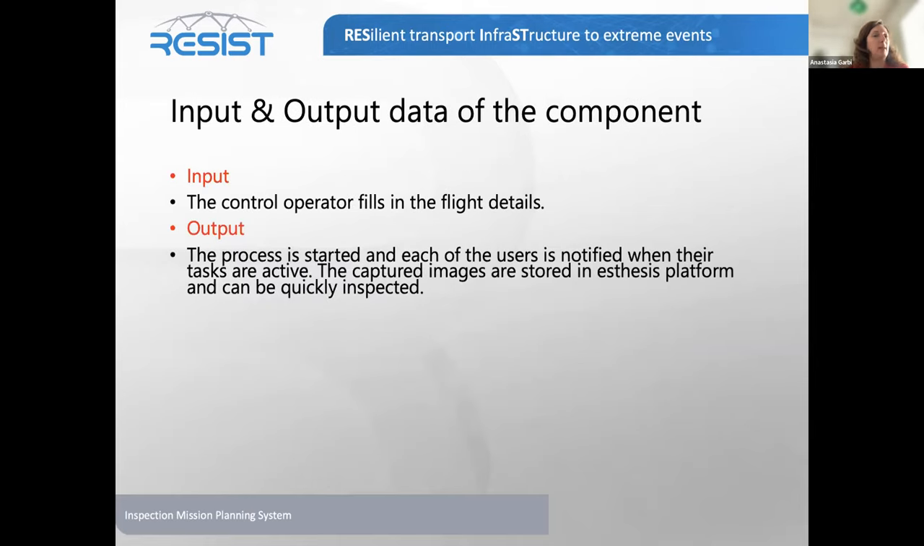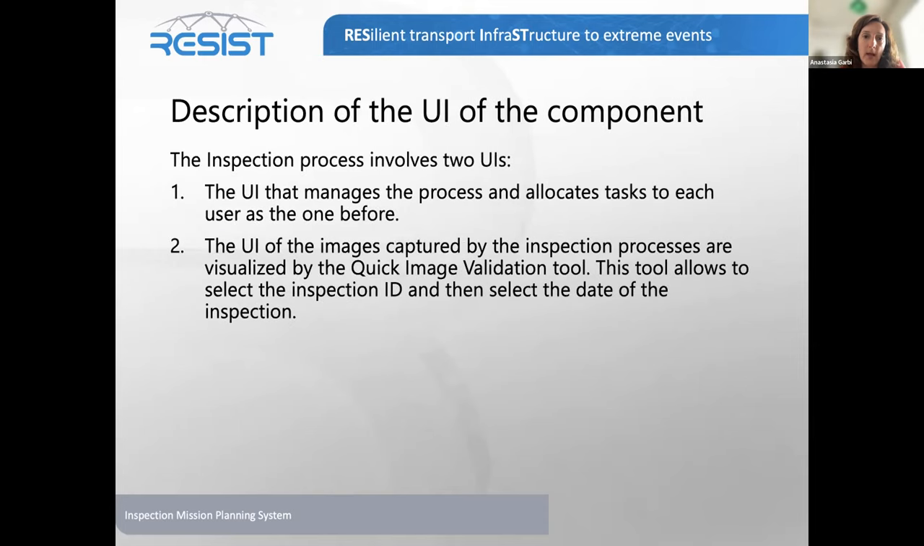The input and output data of this component: the control operator puts, like we said, the mission details, the flight details about the area he wants to inspect. The process is started and all the entities and the operators are informed in order to take their part in this. The inspection project process involves, like you have seen, two UIs.